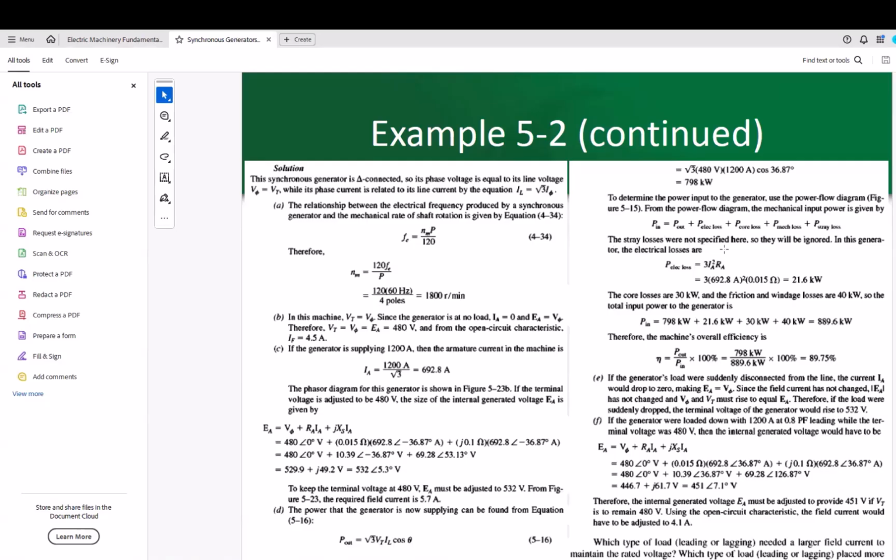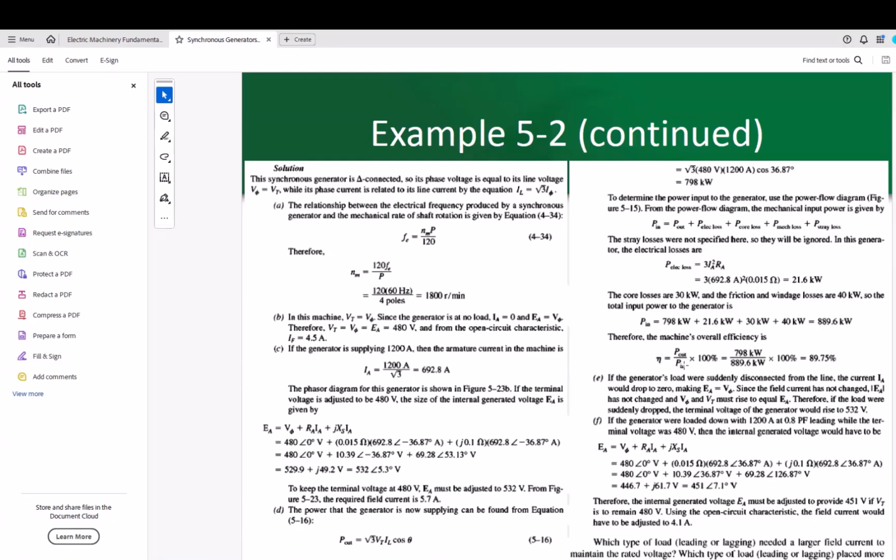The stray losses have not been specified, so they will be ignored. However, you can calculate the losses in your armature. Core losses were approximated by the problem statement at 30 kilowatts. Friction and windage losses were around 440 kilowatts. So you add up these values to P out to find P in. And this gives you the overall efficiency of the machine at 89.75%.